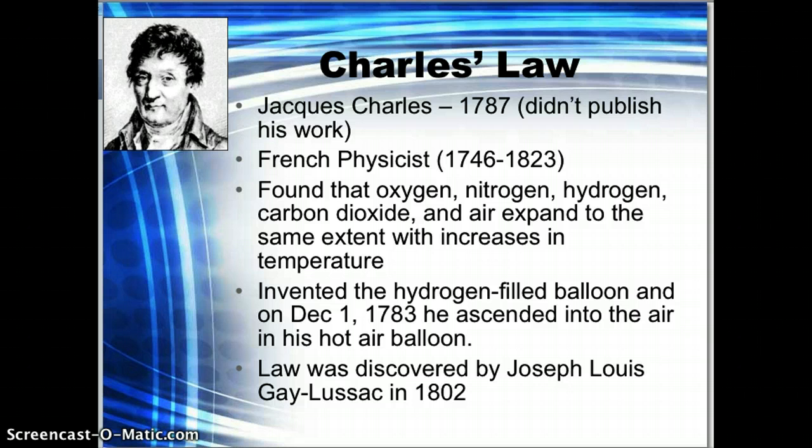But basically he just took a bunch of balloons, I think it was 5 different ones, and he filled them with different types of gas. So he used oxygen, nitrogen, hydrogen, carbon dioxide, and then regular air. So 5 balloons, and he expanded them, and then he did different experiments with temperature and looked to see how the volumes of those balloons changed. And that's how he came up with his idea of Charles' law.